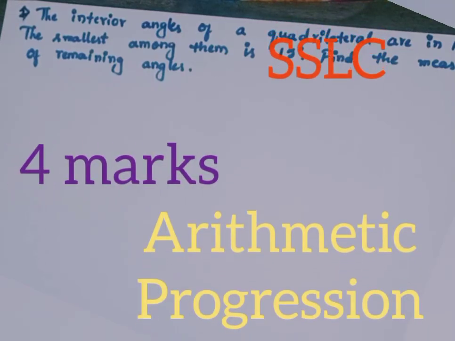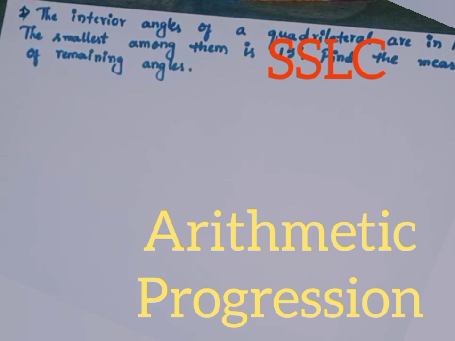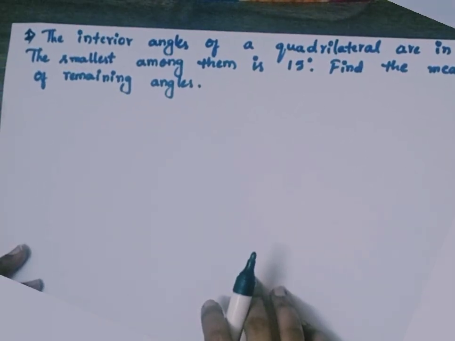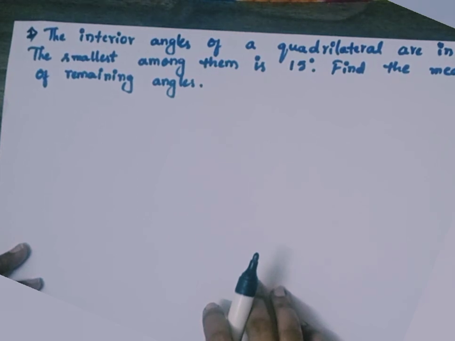I'm Sushma. Today we are going to learn arithmetic progression important questions. So here we have the first question. The interior angles of a quadrilateral are in AP. The smallest among them is 15 degrees. Find the measures of the remaining angles.